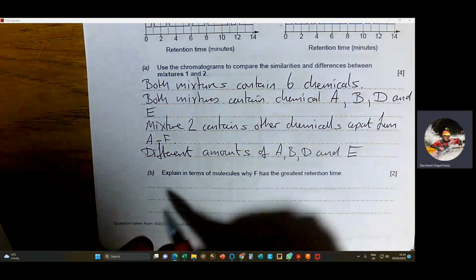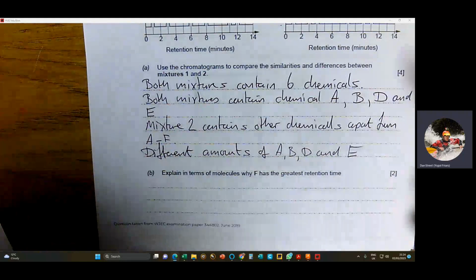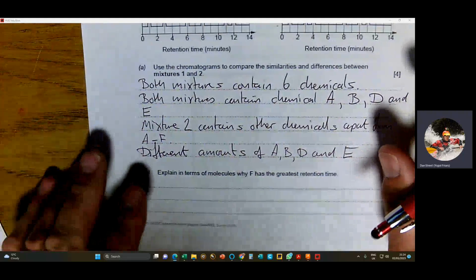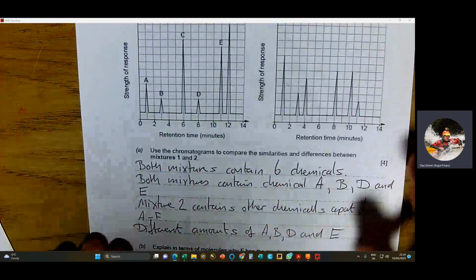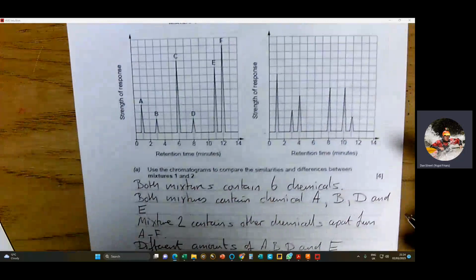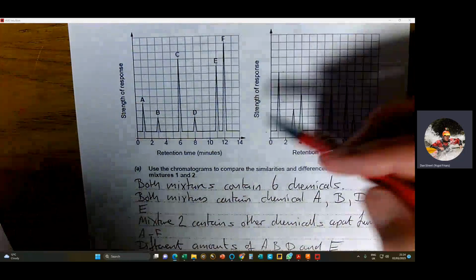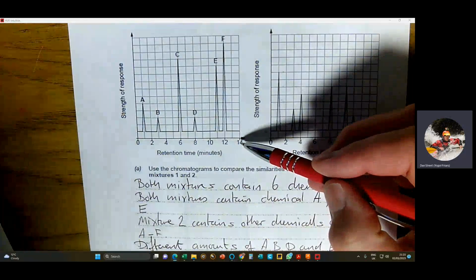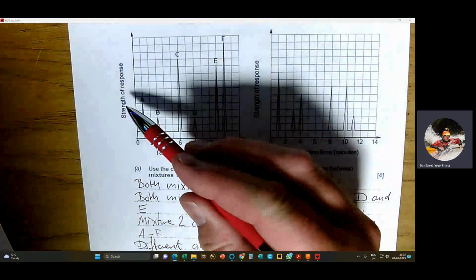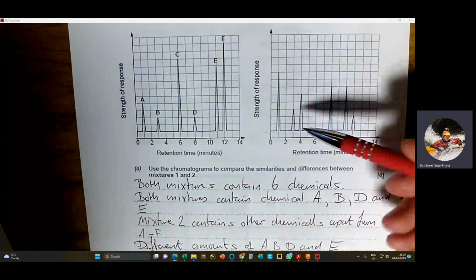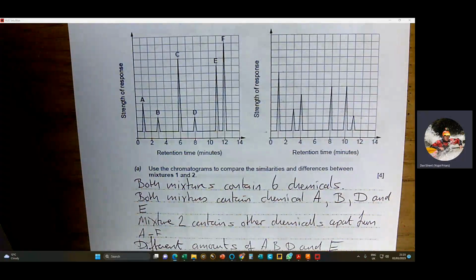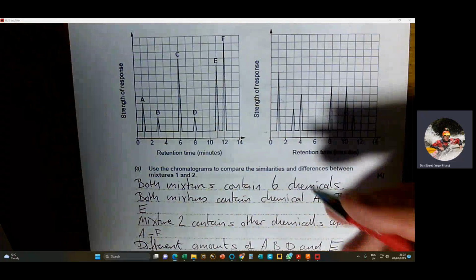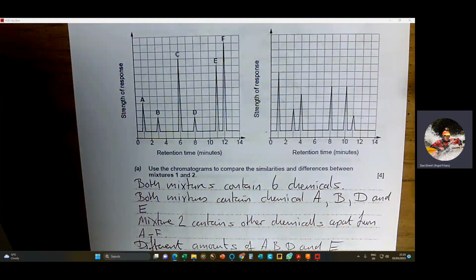And then part B is quite difficult. It says explain in terms of molecules why F has the greatest retention time. Now you need to understand how a gas chromatogram works to answer this question. You might remember that a gas chromatogram works by placing your mixture into a stream of what's known as a mobile phase. That's a chemical that passes through the chromatography machine.